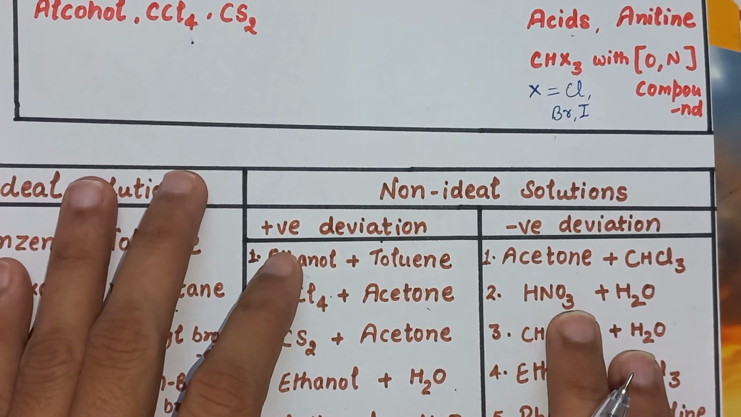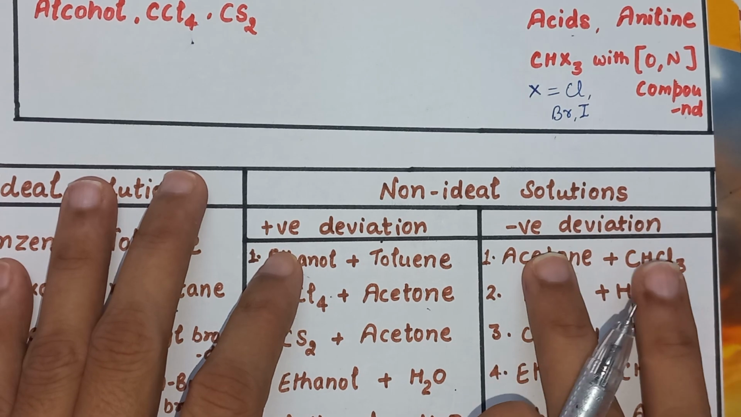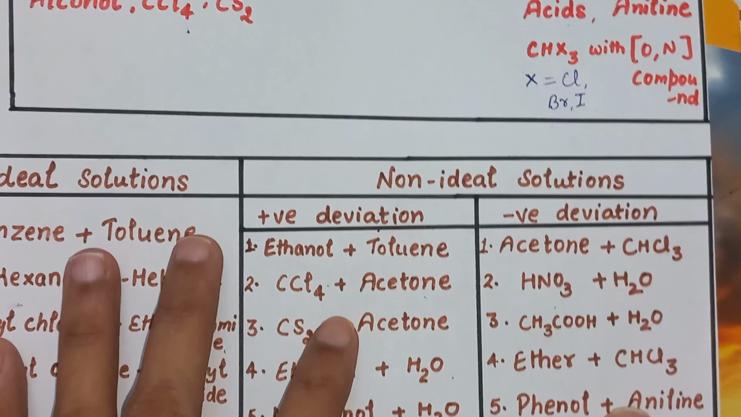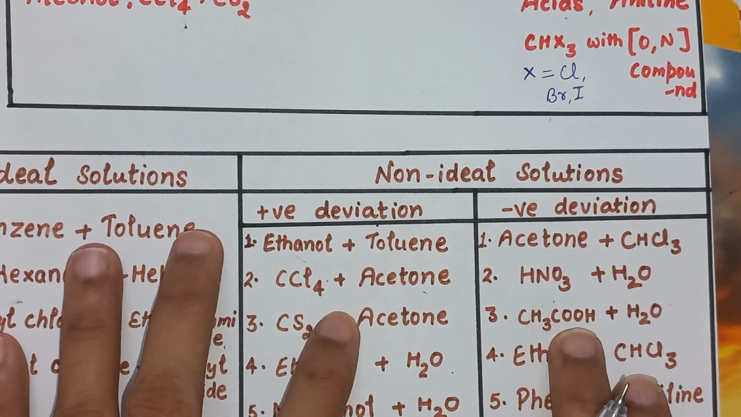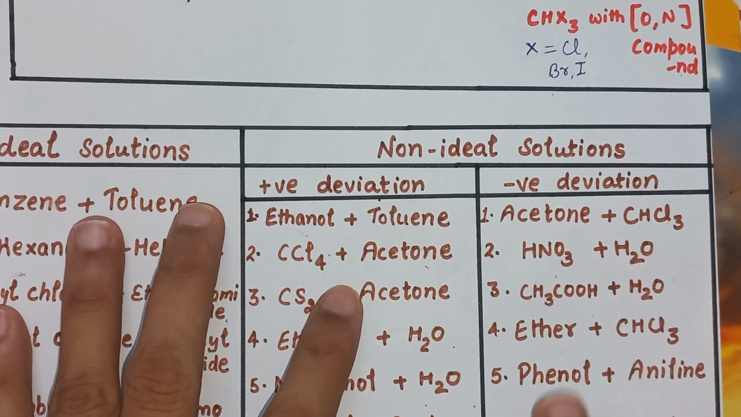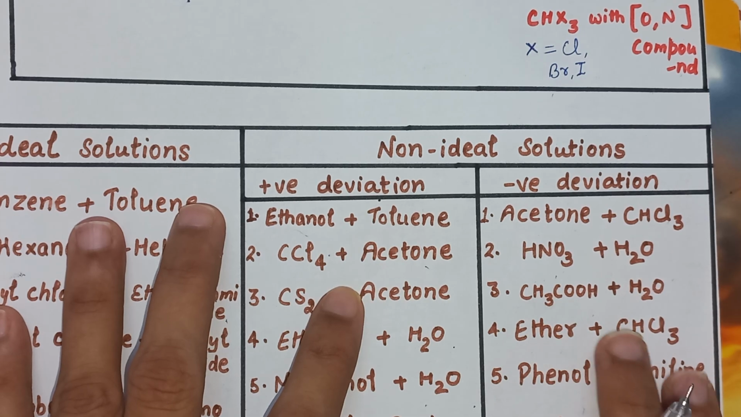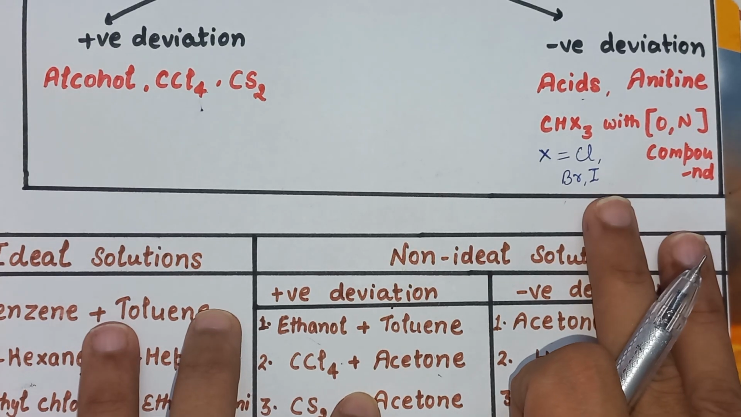Now the second one we have the nitric acid. Nitric acid is a strong acid plus water, so this is an example of the solution, shows the negative deviation. Now we have acetic acid. This is a weak acid, so acid falls in this category. Next we have the ether plus chloroform. So chloroform plus ether. Ether is an oxygen containing compound, so this examples also comes under this category.